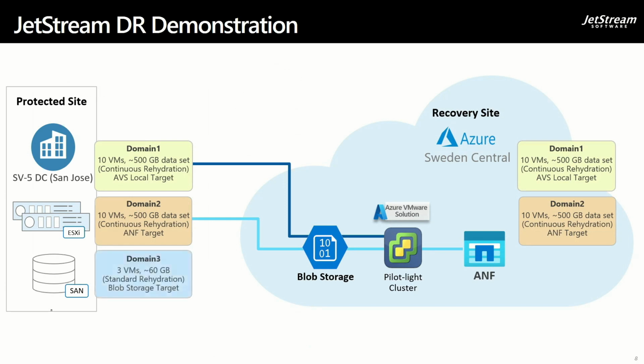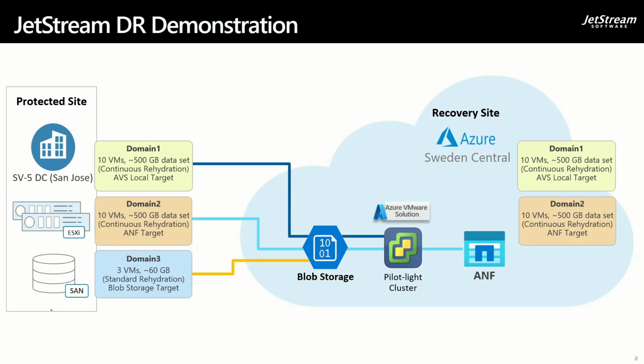Now the third domain is a smaller domain, so it doesn't take 6 hours. 3 virtual machines, about a 60 gig data set. When we get into the demo, you'll see they don't even exist yet. The domain hasn't been registered. It's not even known to the JetStream deployment in Sweden. During the demo, I'll import the domain and we'll start the failover, I should say. So for right now, they're just being replicated into that storage account.